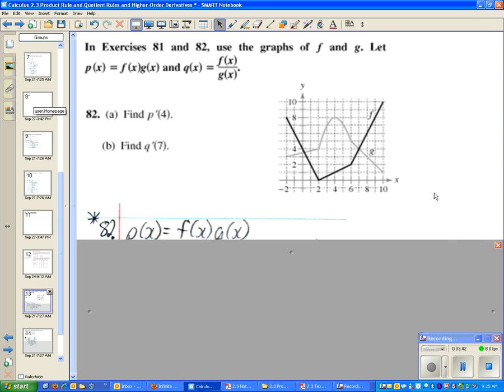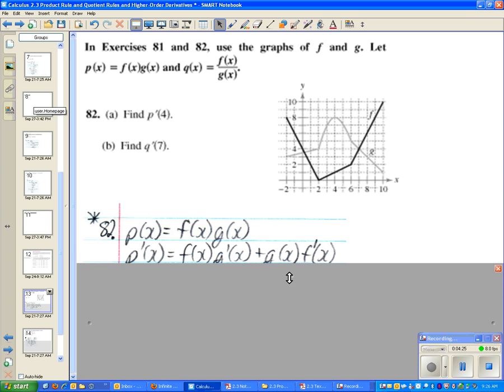So p is the product of f and g. So if I want to find the derivative of p, I should use the product rule. Watch what I'm going to do here, because this seems like it's going to be really complicated, and it's actually not. So p of x equals f of x times g of x. How do I know? Because they told me that p of x equals f of x times g of x. Now, I can find p prime of x using the product rule. The product rule says that the derivative of a product is the first function times the derivative of the second plus the second function times the derivative of the first.